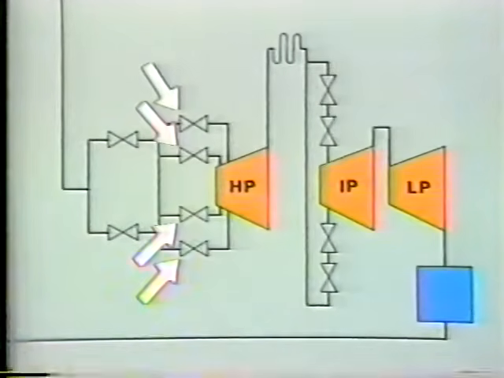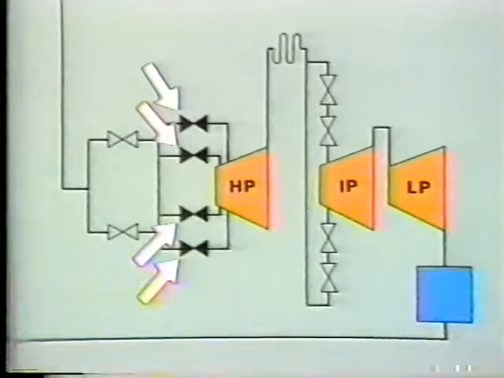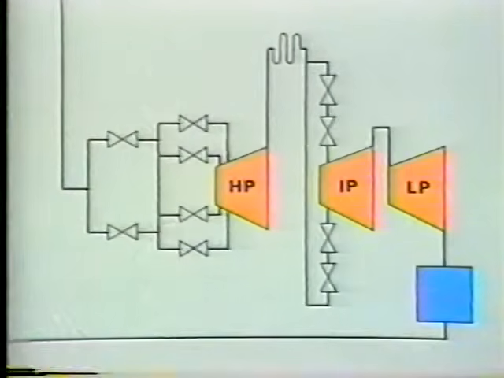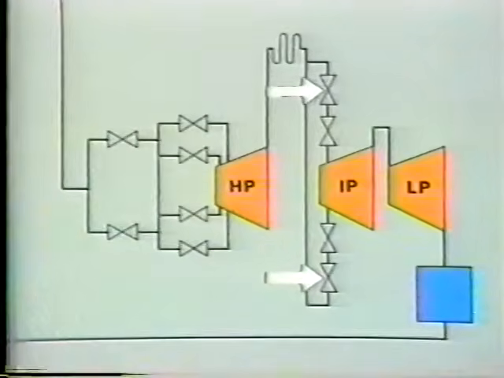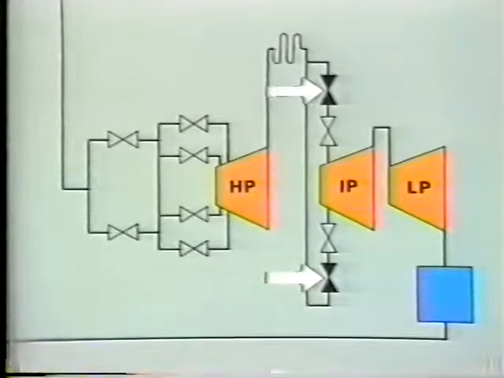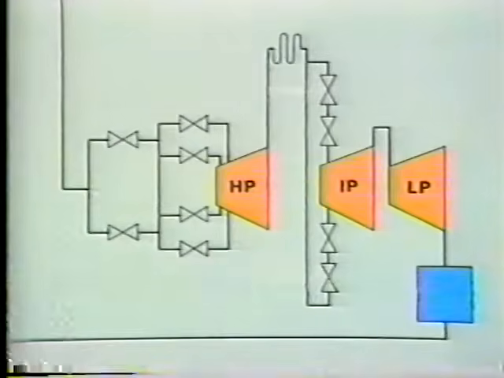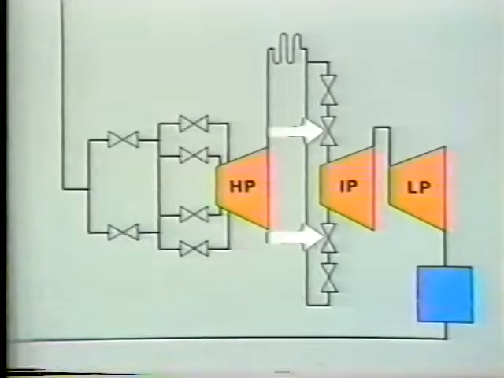However, during emergencies or shutdowns, they serve as a backup to the main stop valves to shut off the flow of steam into the HP turbine. The reheat stop valves admit reheated steam to the IP turbine during normal operation and shut off the flow of steam during emergencies or shutdowns. Finally, the intercept valves admit reheated steam to the IP turbine during normal operation, but during emergencies or shutdowns, they can regulate or shut off the flow of steam to the IP turbine.